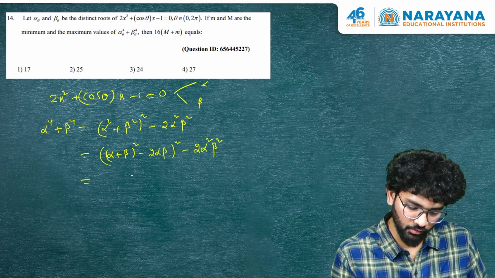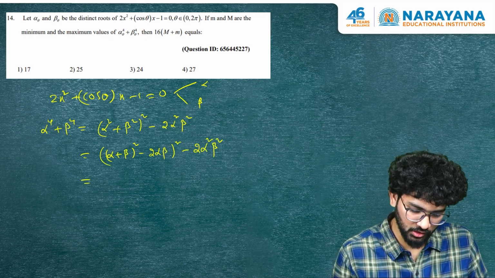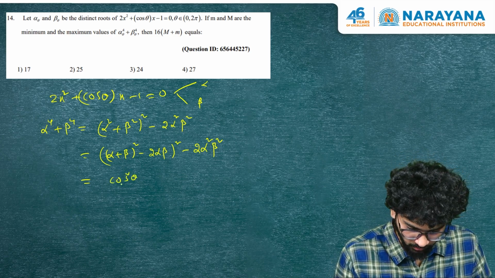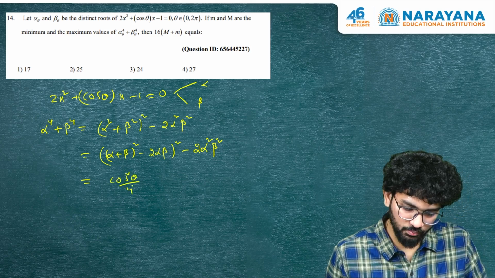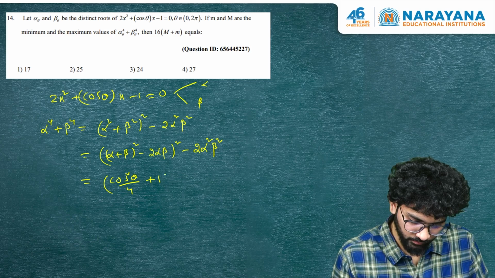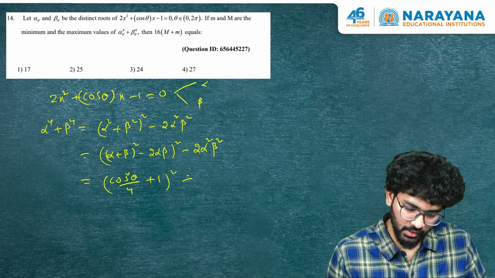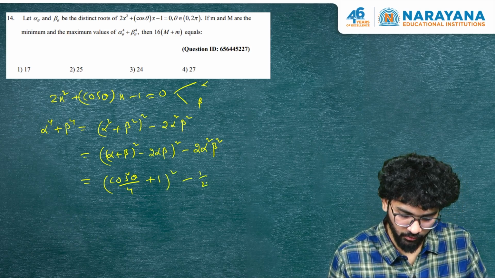So alpha plus beta from the given quadratic will be minus cos theta by 2. If I square, I'll get cos square theta by 4. And alpha beta is minus 1 by 2, so this will become plus 1, whole square. And alpha square beta square is 1 by 4, so 2 into 1 by 4 will become 1 by 2.